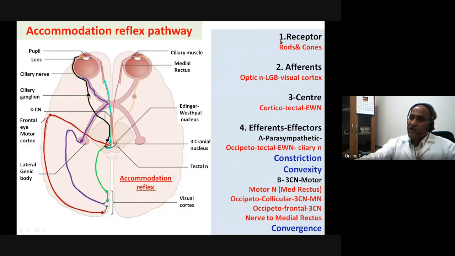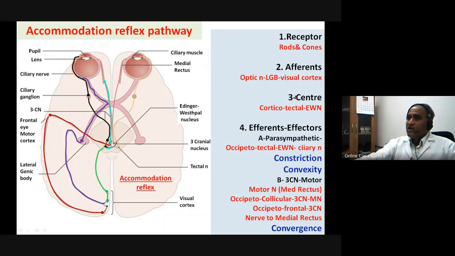Whenever you are asked about this particular question, you are asked: what are the receptors, what are the afferents, what is the center, what are the efferents, and what are the effectors. Now, what are the receptors here? Receptors are rods and cones, that's the visual. Then what are the afferents? The afferents are the entire visual pathway: optic nerve, lateral geniculate body, and from the lateral geniculate body to the visual cortex.